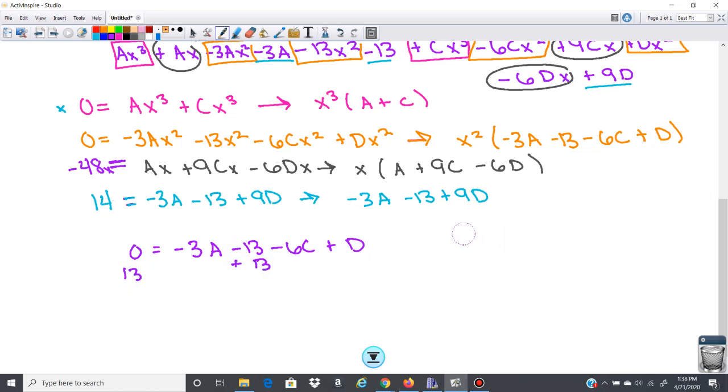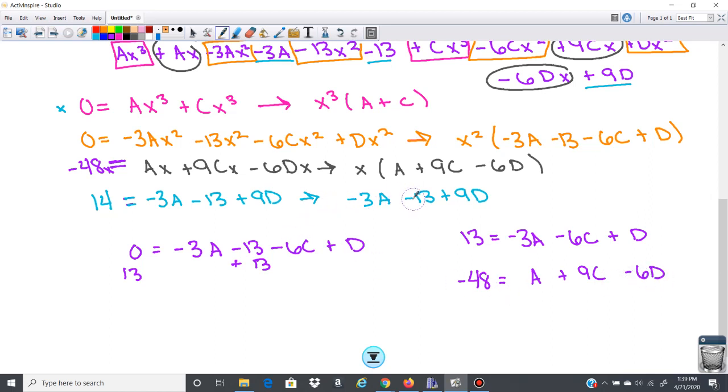Okay, so it's actually going to be like this. 13 equals negative 3a minus 6c plus d. Okay, then I'm going to take this one here, and it doesn't look like there's anything that I need to move over. So we're going to go negative 48. We're going to throw the x out, because we've grouped it out. And then that's going to be a plus 9c minus 6d.